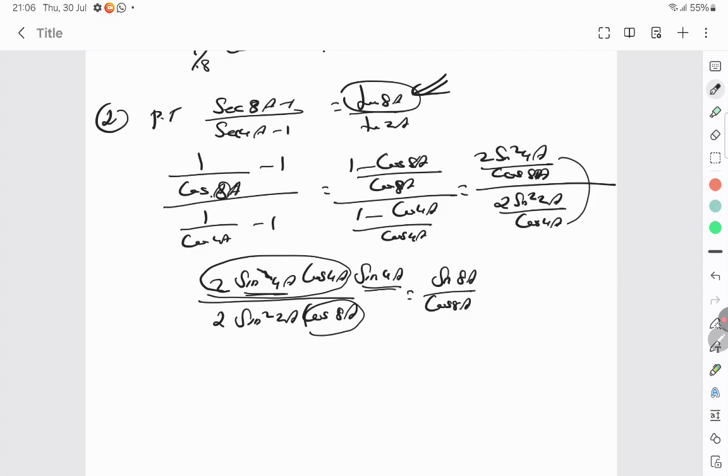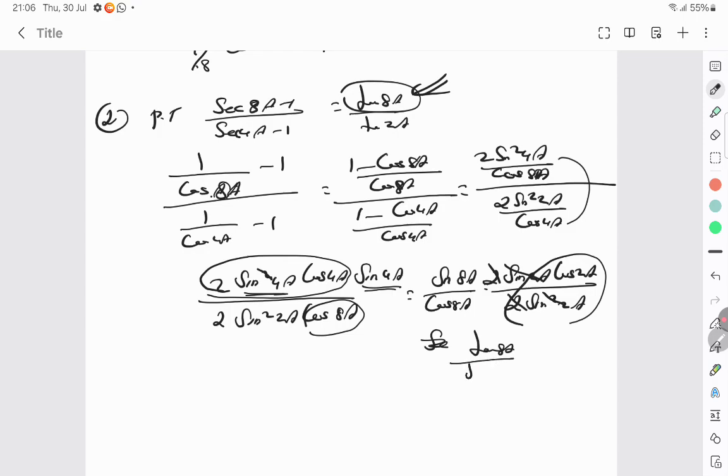You can write this sin 4a as 2 sin 2a cos 2a, by, you also have a 2 sin square 2a in the denominator. The 2 and 2 get cancelled. Sin 2a and the power get cancelled. This itself is cot 2a. Therefore, it is tan 8a into cot 2a, which is tan 8a by tan 2a, and you got your answer.